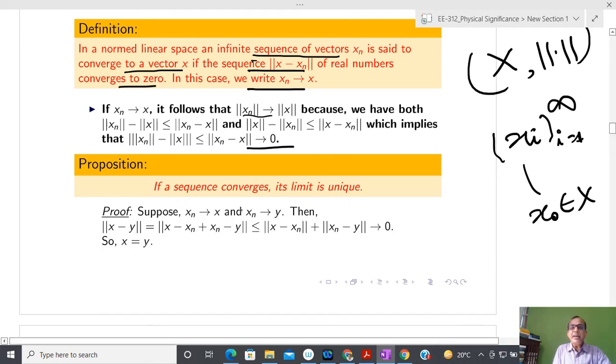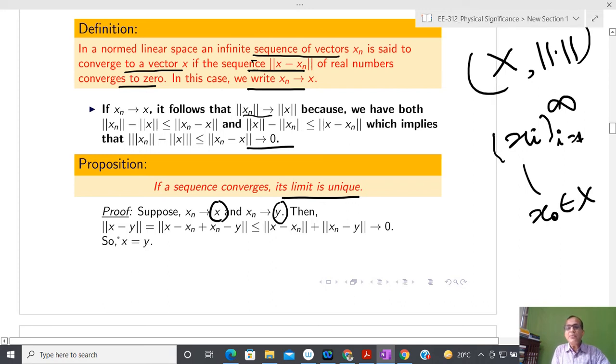If a sequence is converged, then its limit is unique. Whenever you have to prove uniqueness, you can assume that the sequence converges to two different points, x and y, and finally show that x and y are the same point. I have the same thing here: an infinite sequence x_i. I assume that x_n converges to x, and the same sequence x_n converges to another point y.